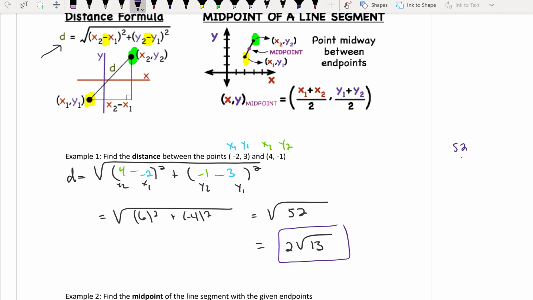Remember, we can always break down 52. You have a 4 times a 13, and that 4 is 2 times 2. So now you would have a 2 squared times 13 for your 52.